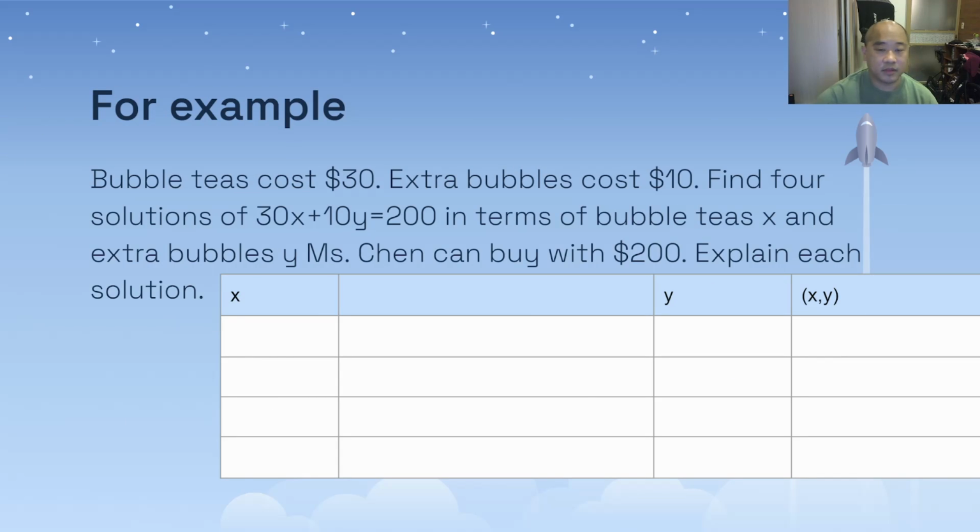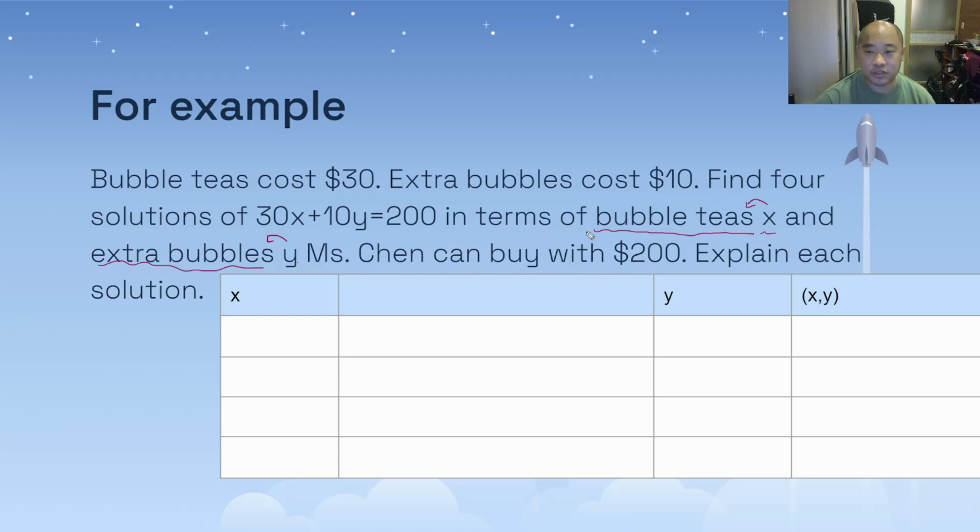All right, next example. Here's a situation. A bubble tea costs $30. Extra bubbles costs $10. Find 4 solutions of 30x plus 10y equals 200 in terms of bubble teas x, right? So whenever you see this, bubble teas written and then, or any phrase written and then there's like a variable afterwards, it means that these two things are attached, okay? And extra bubbles, y. Miss Chen, there should be a period right here. Miss Chen can buy, oh no, there's not, that's just the continuation. Miss Chen can buy with $200.